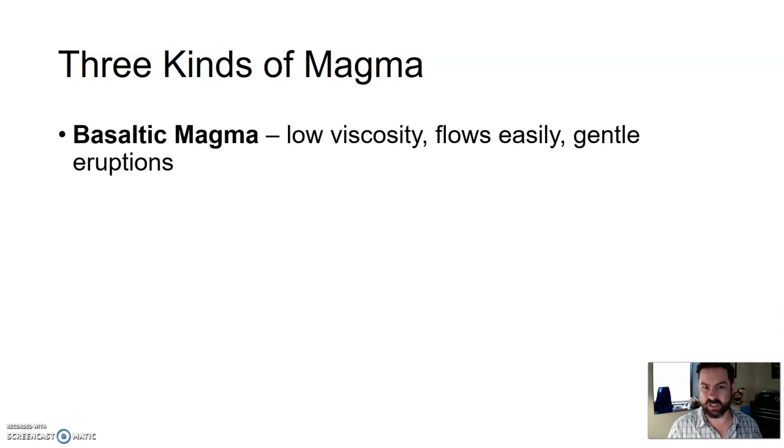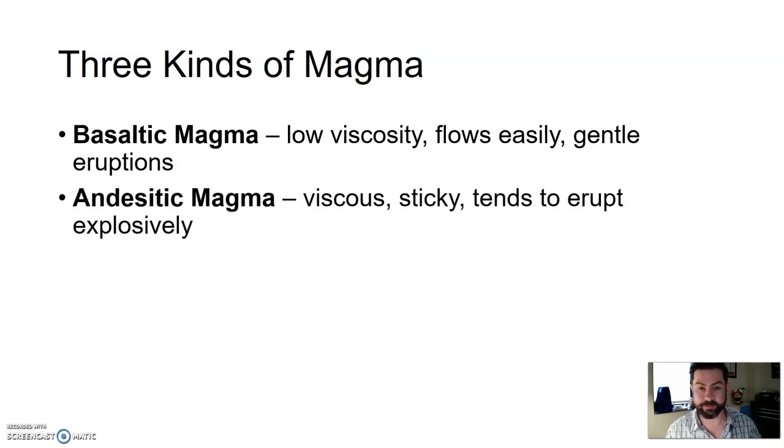The first is basaltic magma. Basaltic magma has a low viscosity, meaning it flows very easily. It's flowy like water. And when this magma erupts, it forms very gentle eruptions.